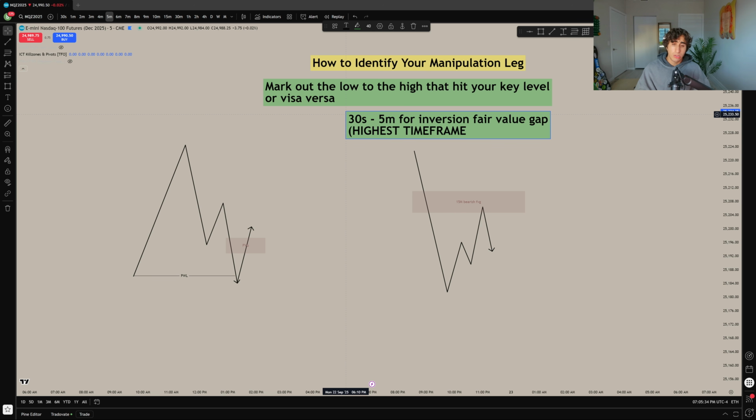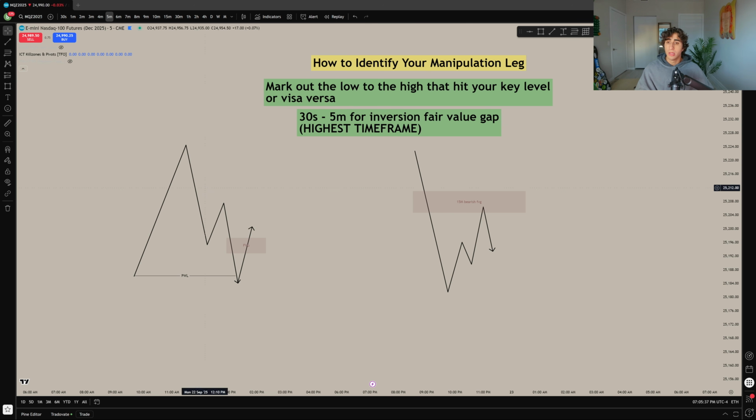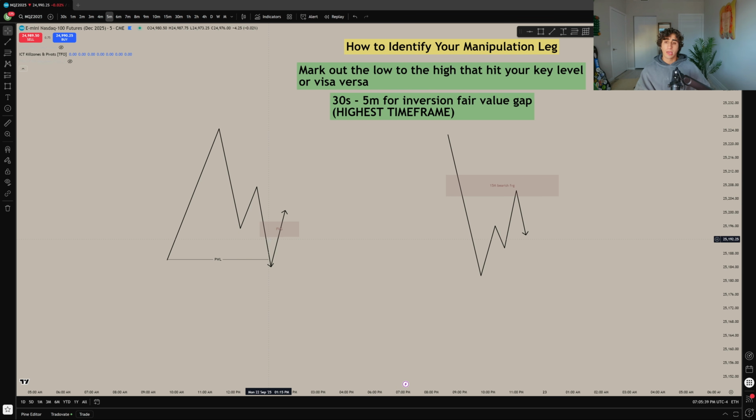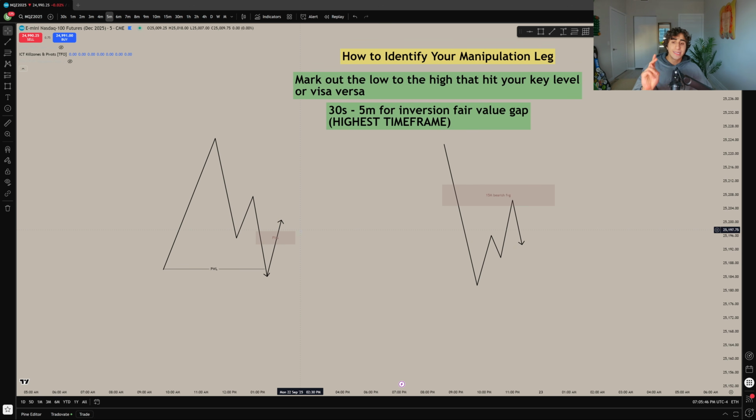Highest time frame. You need to be using the highest time frame, meaning what? We might have a 1-minute fair value gap in this leg. We might also have a 2-minute. We might also have a 3-minute. So if the 3-minute, and let's say there's no 4-minute and no 5-minute, if the 3-minute is the highest time frame, then this is the inversion that you want to be taking.